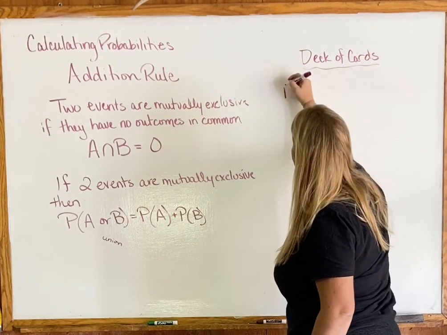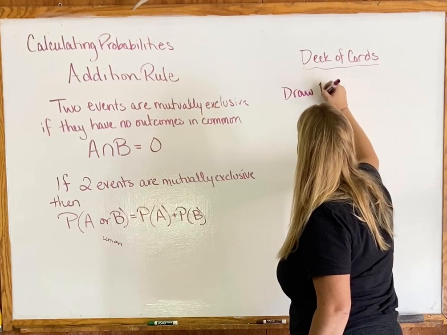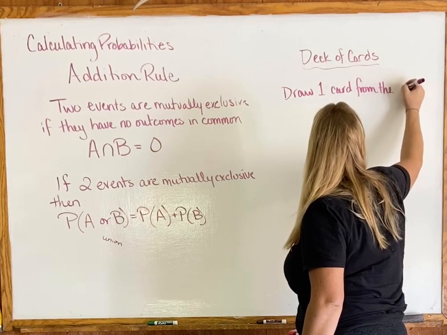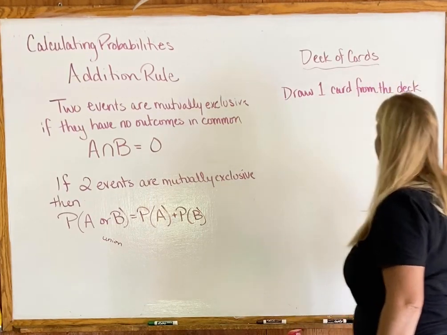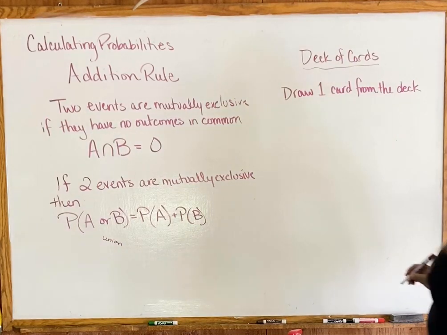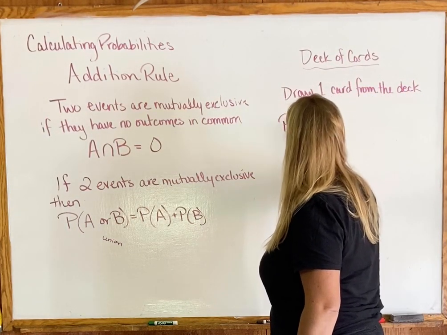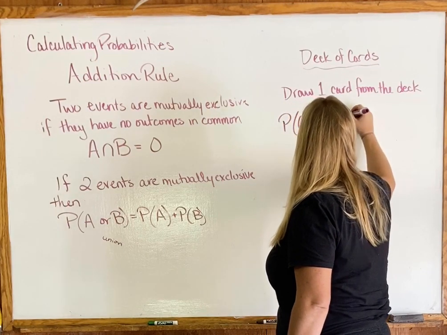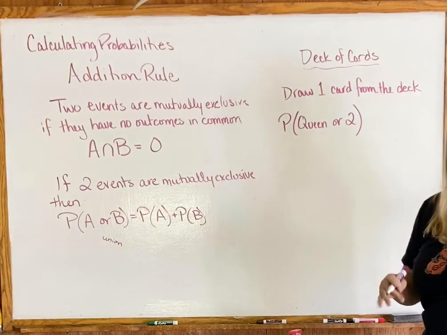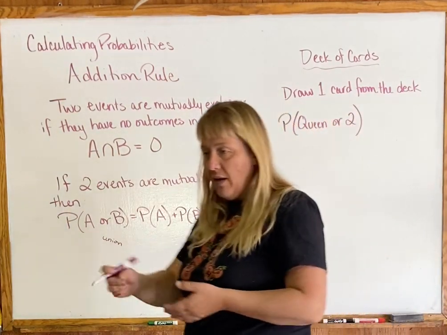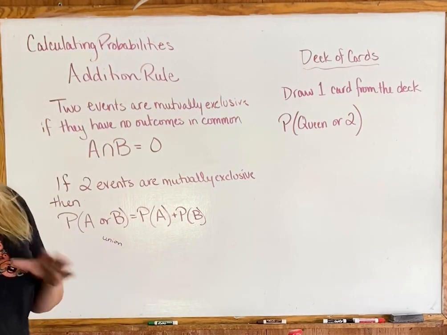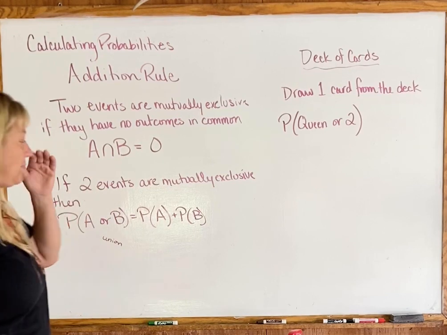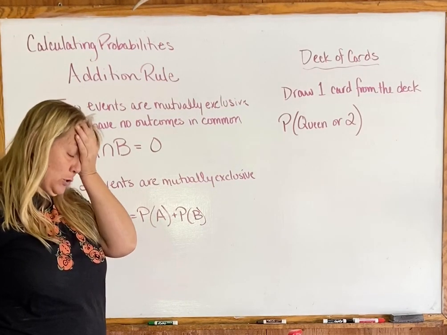So I want to just draw one card from the deck. Okay, draw one card from the deck, and I want to find the probability that that card is a queen or a 2. So whatever game we're playing, I'm waiting for the next card, and I am looking for either queens or 2s. That's what I'm collecting, okay? I don't know, whatever, it's Go Fish, whatever. So we want the probability of a queen or a 2.